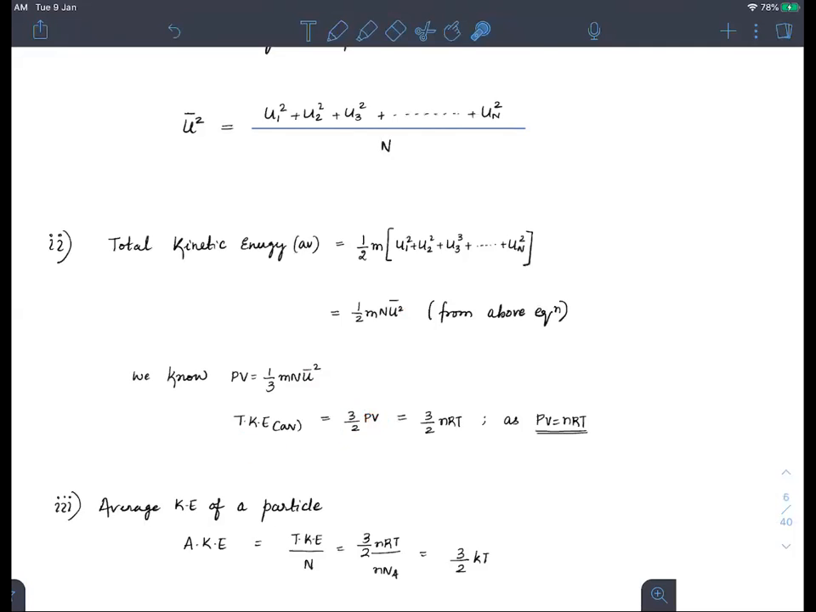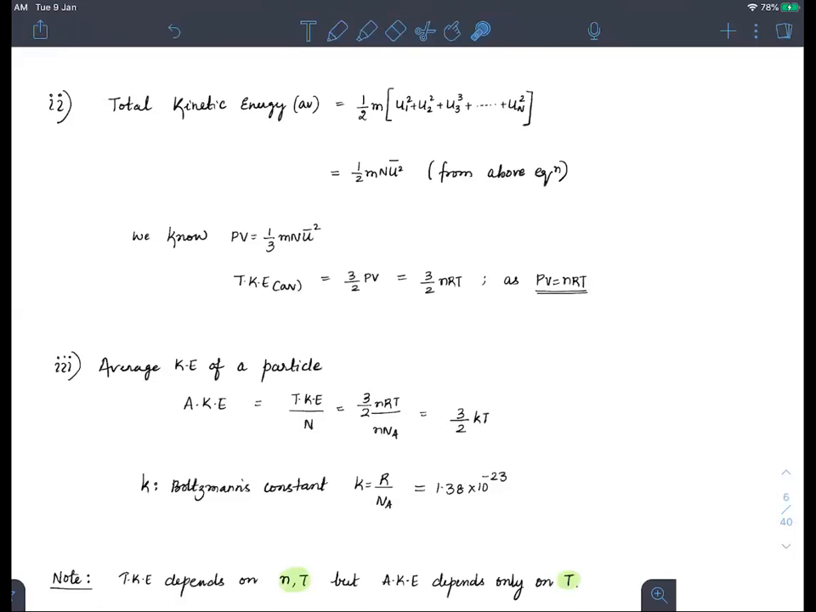PV I can write as nRT. So 3 by 2 nRT. So total kinetic energy is equal to 3 by 2 nRT. What important part here is it is dependent on both. Here you can see this total kinetic energy depends on both n as well as T. Total kinetic energy will always be dependent on number of moles as well as the temperature.